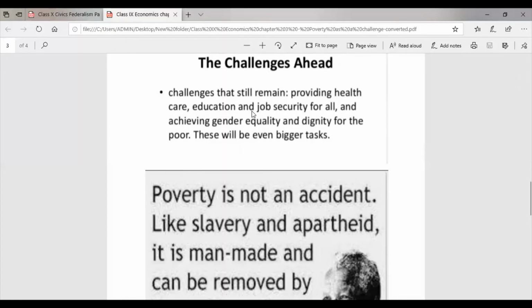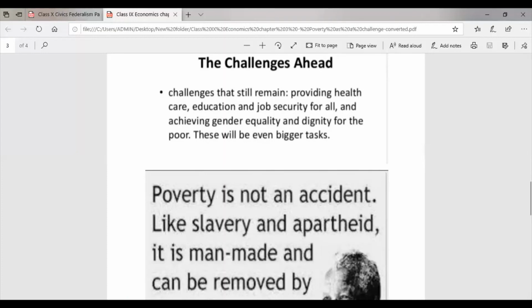Second is providing free and compulsory education, not only for the primary and the secondary, but also for college education. The third is giving job opportunities and security for all. Then the next is bringing gender equality, and above all, dignity for the poor is the main aim. And increasing empowerment of women and the weaker sections of the society. So we will have to do something special to fight against the wide regional disparities.